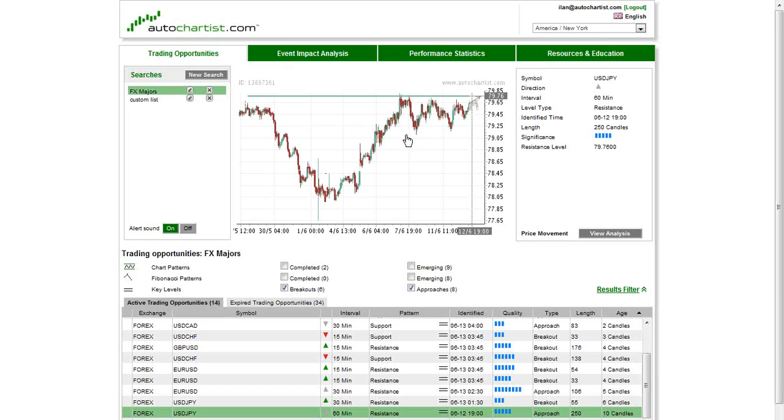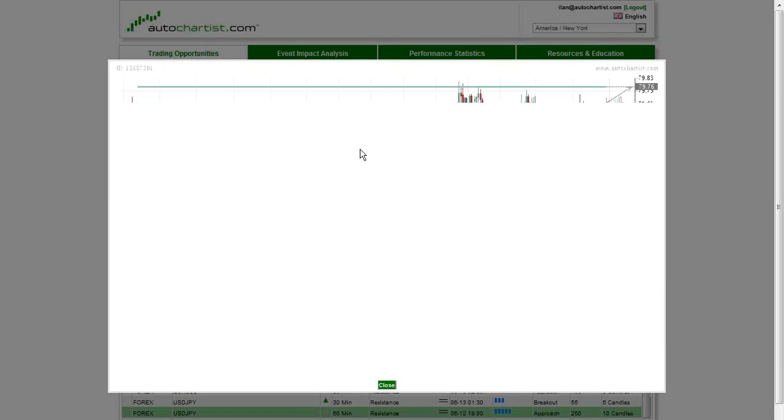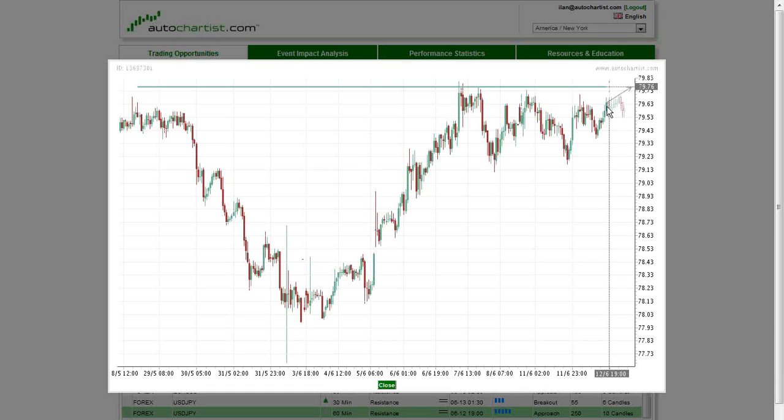Now, because this is quite a long pattern, formed over 250 candles, I'm going to click on that pattern to zoom into it, so we can get a little more detail on our screen. We'll give Autochartist a moment to load that up. Now what you can see is that we can very distinctly see where Autochartist identified this opportunity. It identified it at 79.63, and said it was going to move towards 79.76.